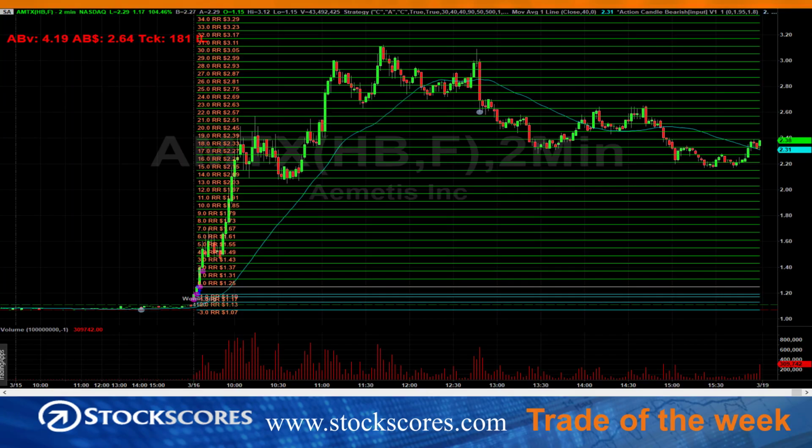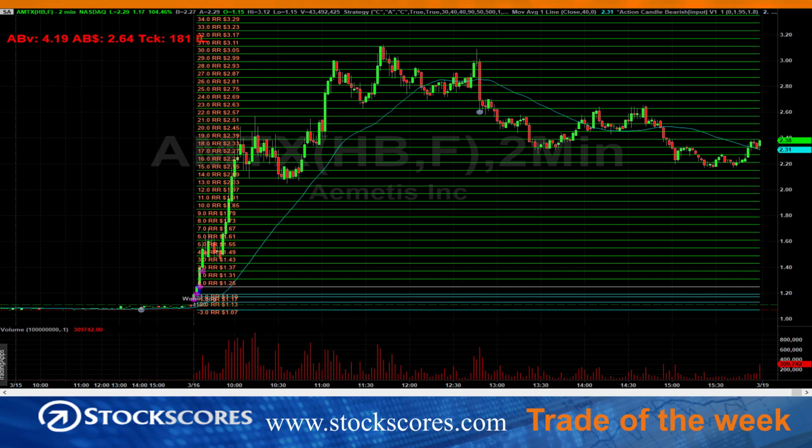All right, let's look at the trade of the week. And this is one of the biggest RR trades that I've seen in some time. Now, I utilized my worm strategy, which looks for action candles. Action candles are something that I teach in my active trader course. And that is the little pink dot on the chart.